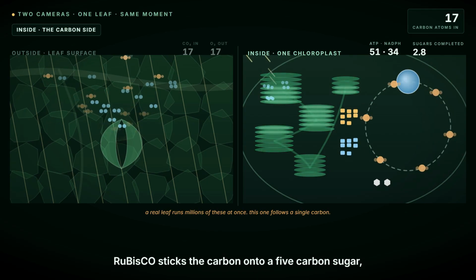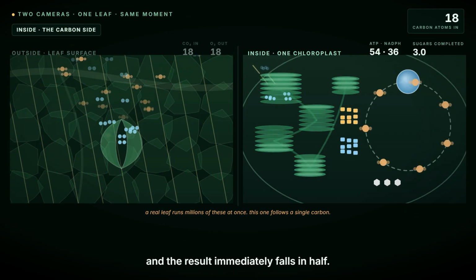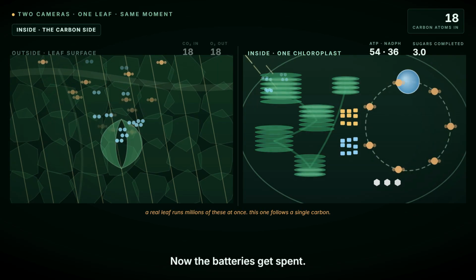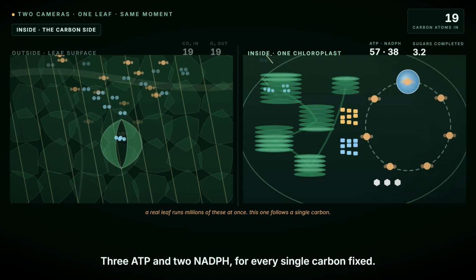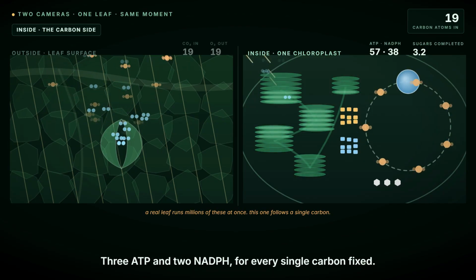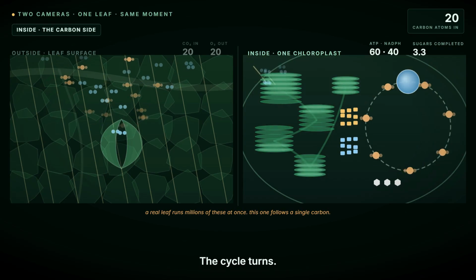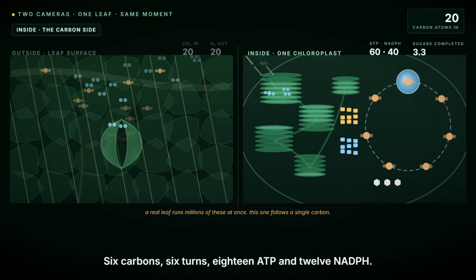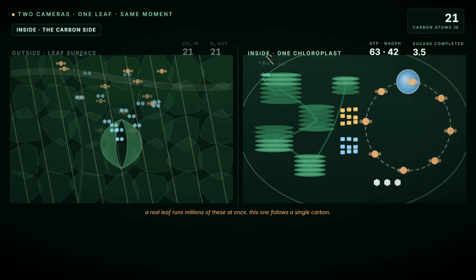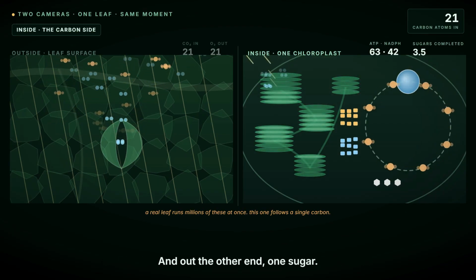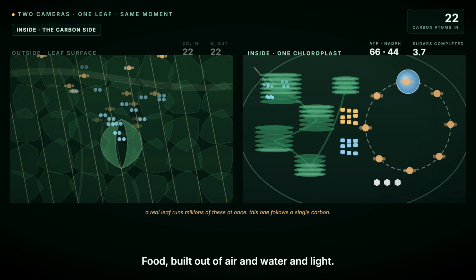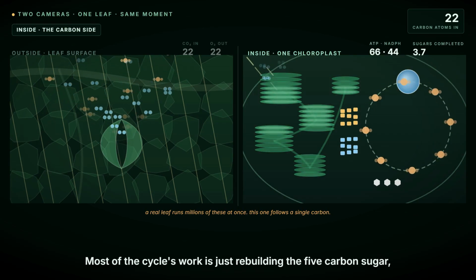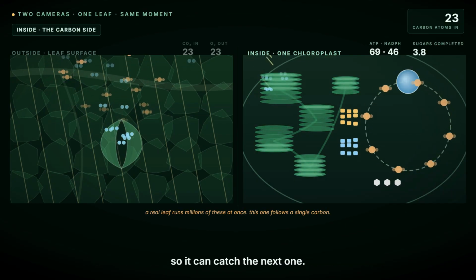RuBisCO sticks the carbon onto a 5-carbon sugar, and the result immediately falls in half. Now the batteries get spent, 3 ATP and 2 NADPH for every single carbon fixed. The cycle turns and turns. 6 carbons, 6 turns, 18 ATP and 12 NADPH. And out the other end, 1 sugar. Food built out of air and water and light. Most of the cycle's work is just rebuilding the 5-carbon sugar so it can catch the next one.